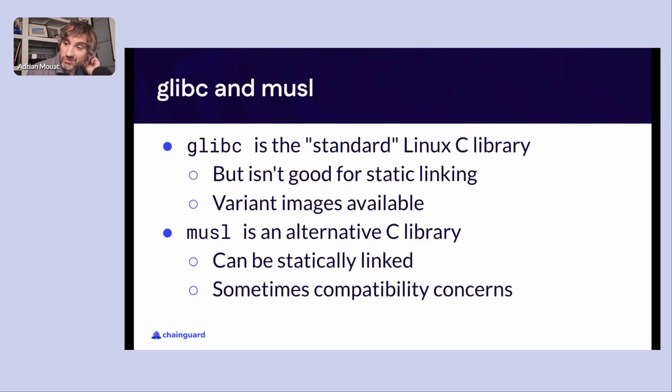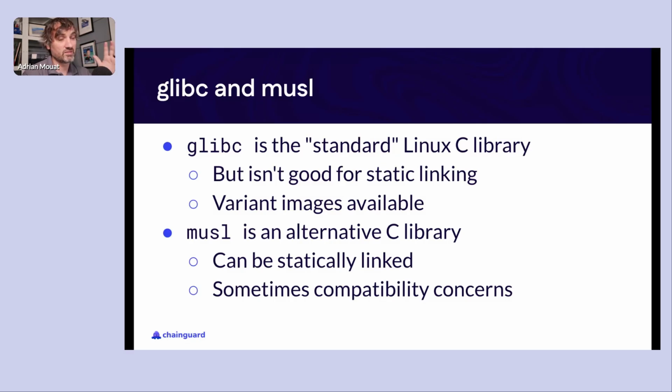Now, there's two standard libraries on Linux. There's glibc and musl. glibc is by far the most common. All the major distributions use that, with the exception of Alpine. So glibc is considered the standard, if you like, but it has a drawback in that it's not very useful for static linking. It's quite difficult to do static linking with glibc.